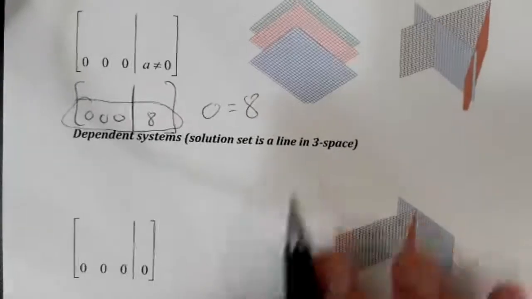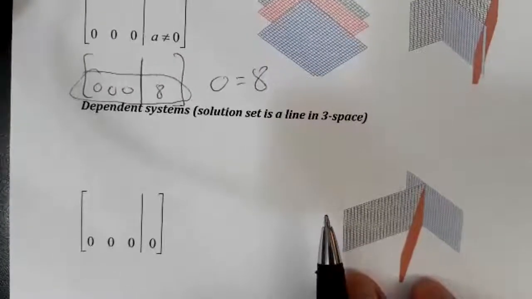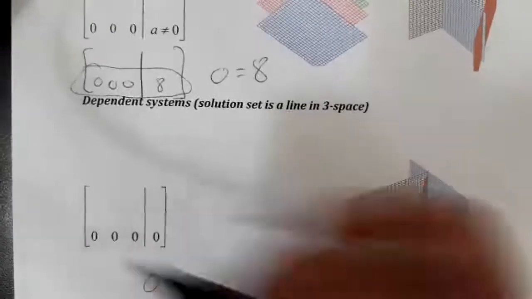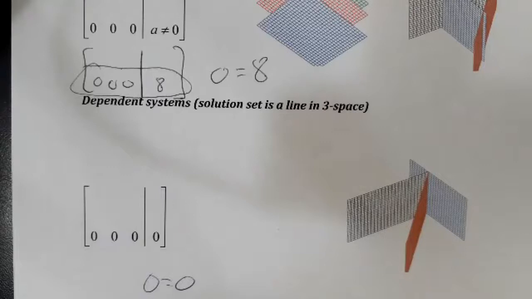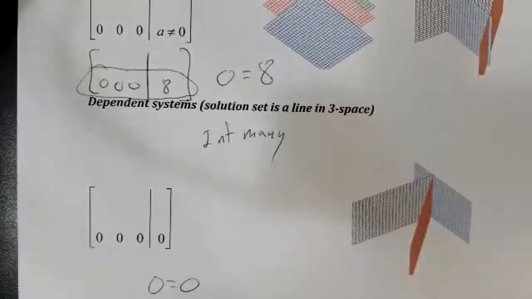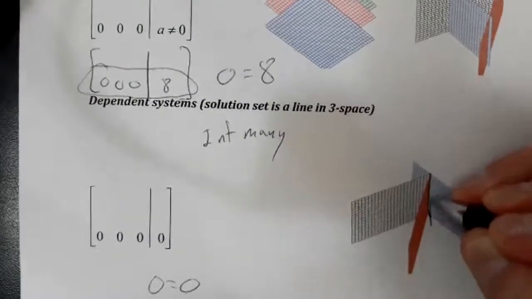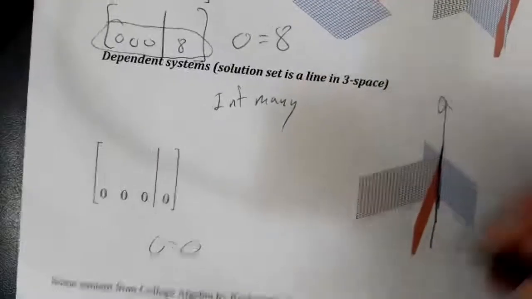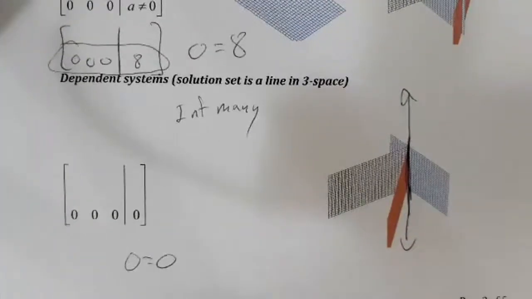The next thing, if we get something like 0 equals 0, is what this last line of the matrix is giving me. Previously that would be infinitely many solutions. And when we're in 2 space, it looks like a line in 2 space. When we're in 3 space, you might notice they're all intersecting along a line. And so this is going to look like a line in 3 space.